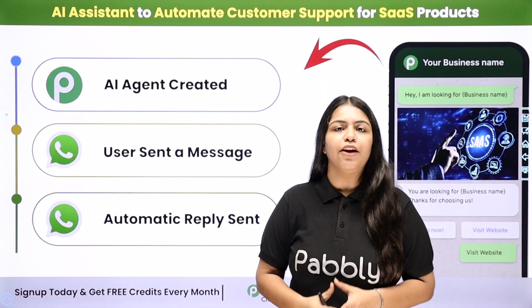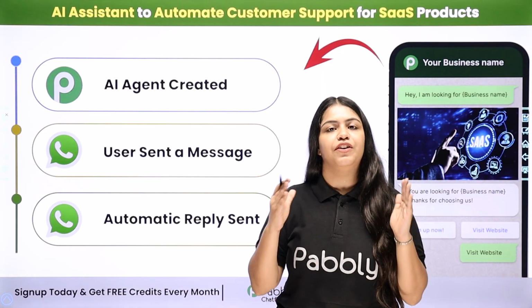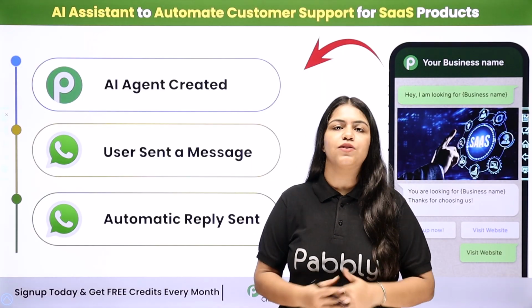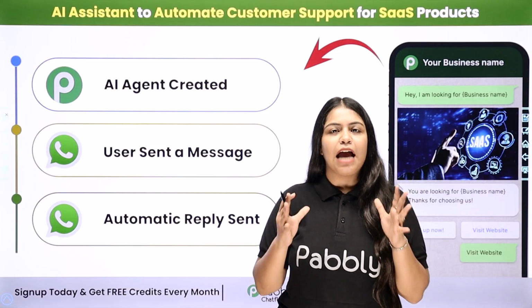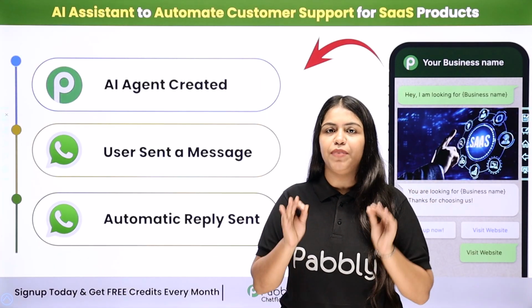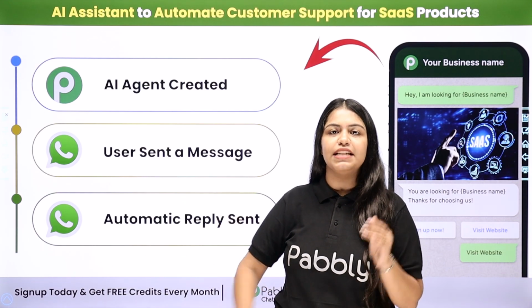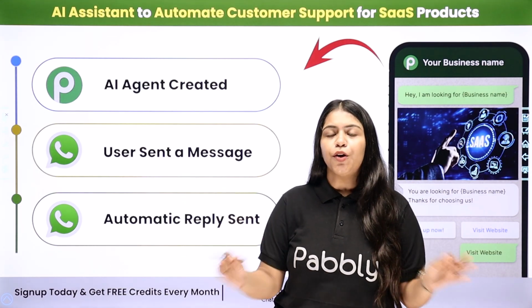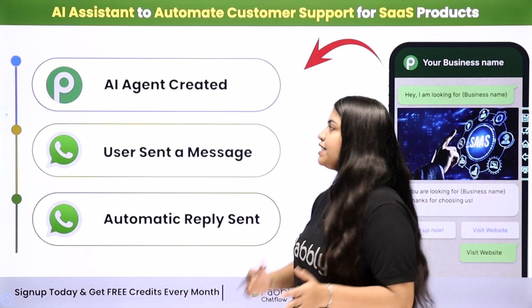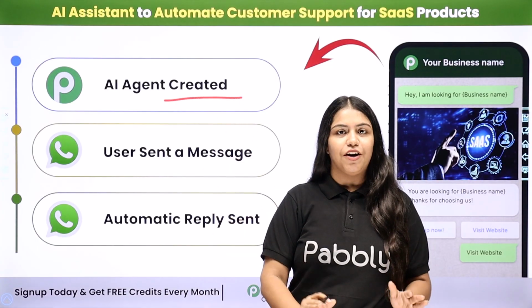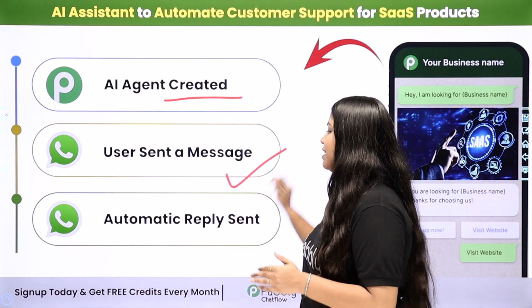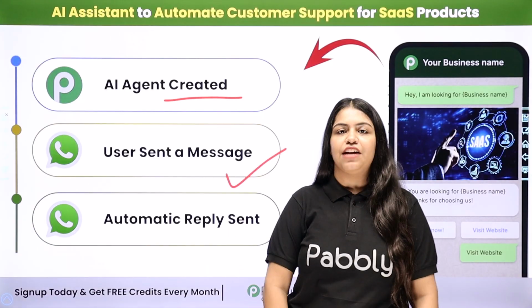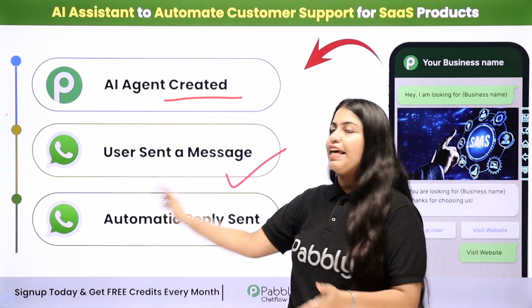Like you, I also sell SaaS products and we regularly receive user queries on WhatsApp. It is such a time-consuming and tedious task to reply to all those WhatsApp queries over and over again. So to solve this problem, I have created an AI agent, and now whenever my user sends me a message, an automatic reply will be sent to my user using this AI agent.